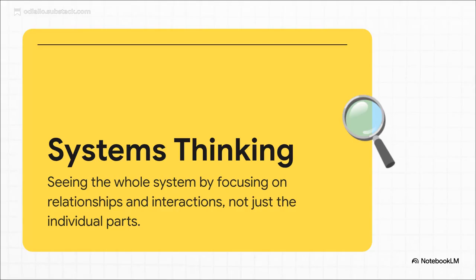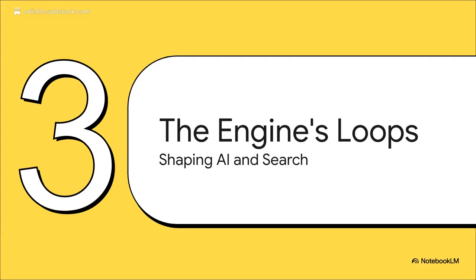Exactly. It's basically about seeing the whole forest instead of just looking at one or two trees. Understanding these relationships, these interactions, that's the key. And it is the exact lens we're going to use to figure out what is really going on with AI right now. All right, let's put this new lens to work. We're going to dig into 4 hidden feedback loops that are shaping AI and search as we speak.